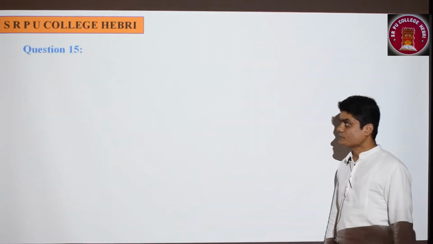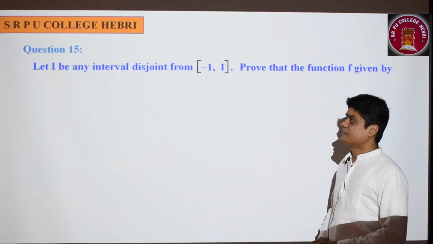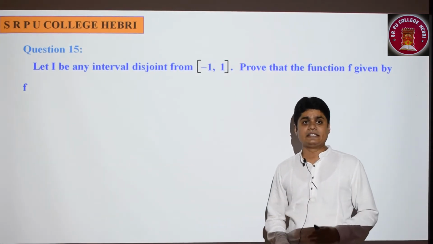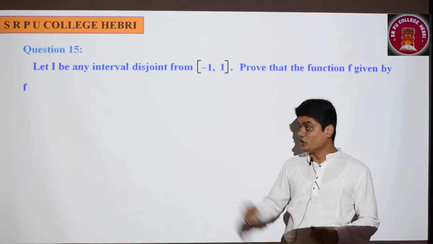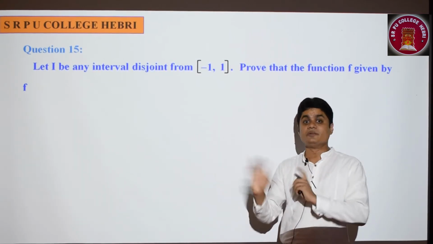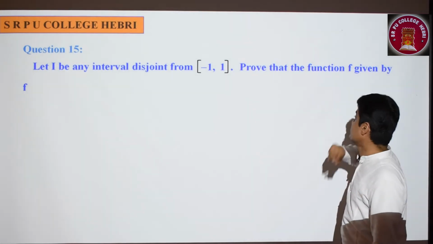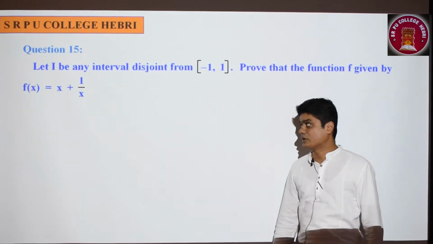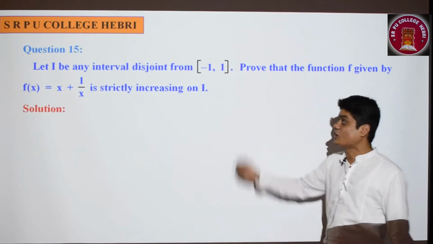Yep. The next question is as follows. Let I be an interval disjoint from minus 1 to 1. You have to consider an interval which does not contain minus 1 to 1, that is, minus 1, 0, 1 and the real numbers in between. Prove that the function given by f of x is equal to x plus 1 by x is strictly increasing on I.